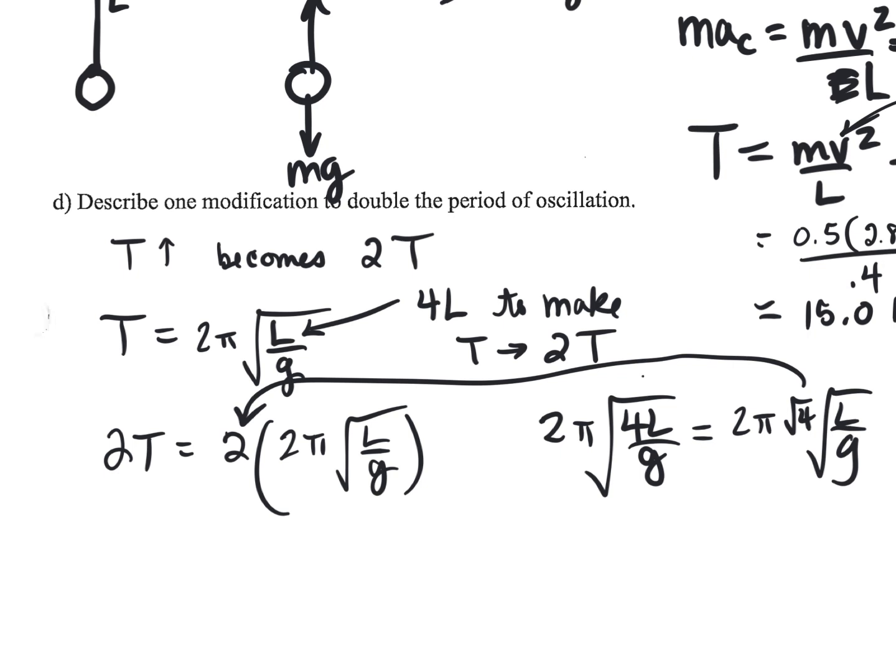Guys, what does it mean to change L to 4L in terms of the actual pendulum? What does L represent? The length of what? The string. So I need to make the length of the string 4 times longer.